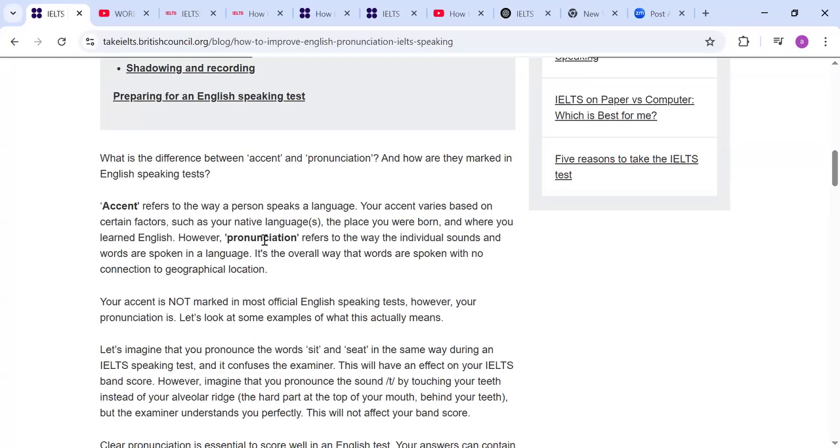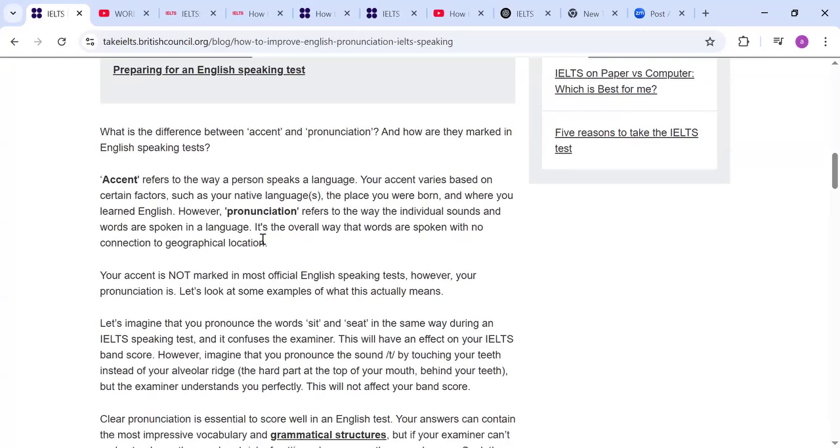But pronunciation doesn't have such a thing. There is no geographical location factor in this. It is how the individual sounds and words are spoken in a language. It is the overall way the words are spoken. So there is one way we can pronounce words like the, it, will. This is the pronunciation, how we need to pronounce sounds so that our words are accurate, like static, passion. These are different words. So what is called pronunciation is how we are producing individual sounds in each word.